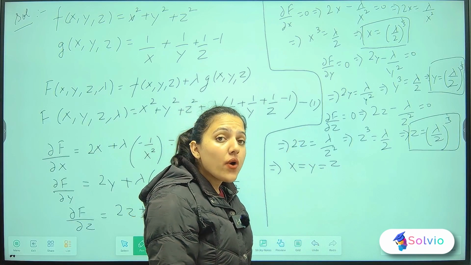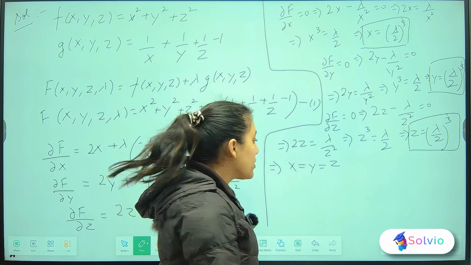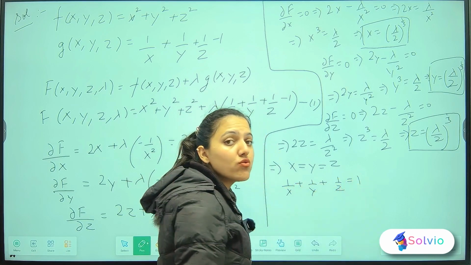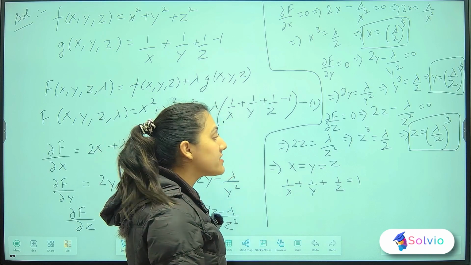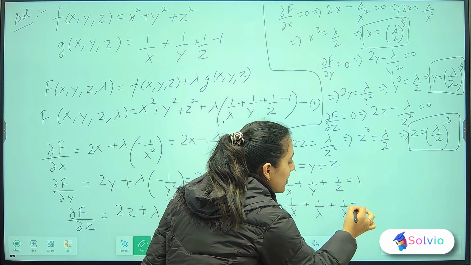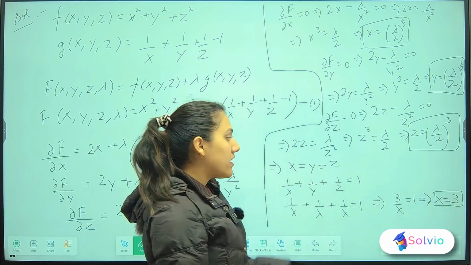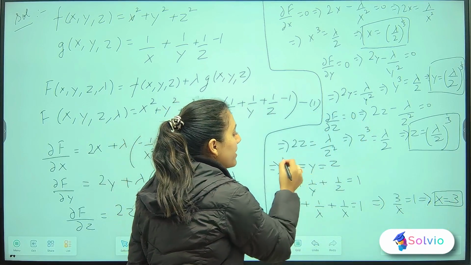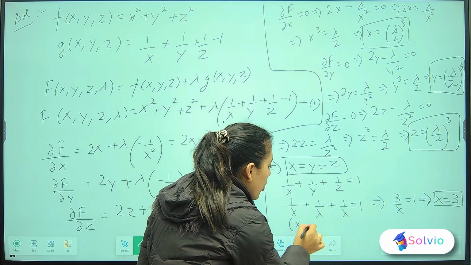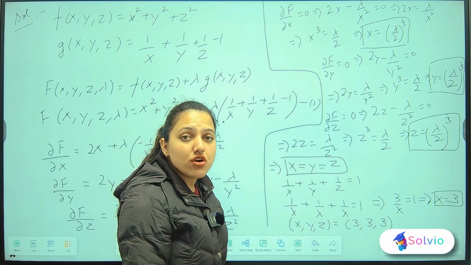Now I will put this condition in our given constraint equation g, that is 1 upon x plus 1 upon y plus 1 upon z is equal to 1. Here I will put y and z equal to x. So it becomes 1 upon x plus 1 upon x plus 1 upon x equal to 1, and this implies x is equal to 3, right? And you can see here that x is equal to y is equal to z. So from here we can say that our point (x, y, z) is equal to (3, 3, 3), and this is the point of minimum.